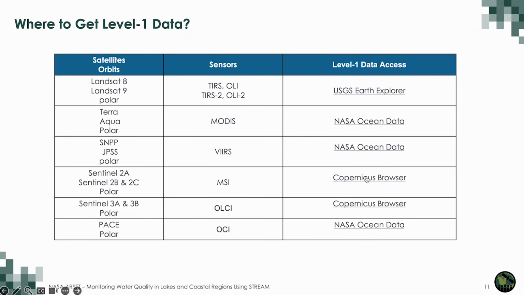We saw this table last week, all the satellites and sensors which are used for water quality monitoring. And here are the sources where you can start with level 1 data. You can obtain level 1 satellite images from these satellites, and corresponding links are provided here. These are the data portals where you can download images from these satellites and sensors.